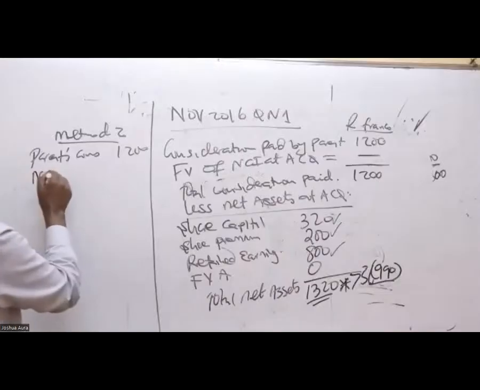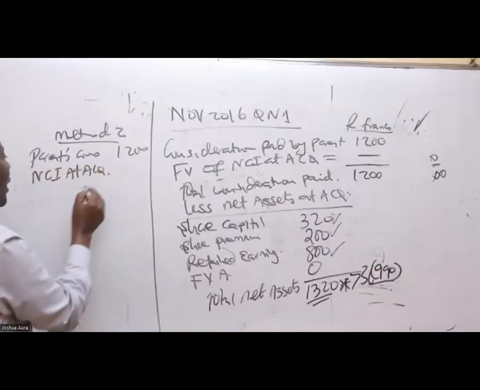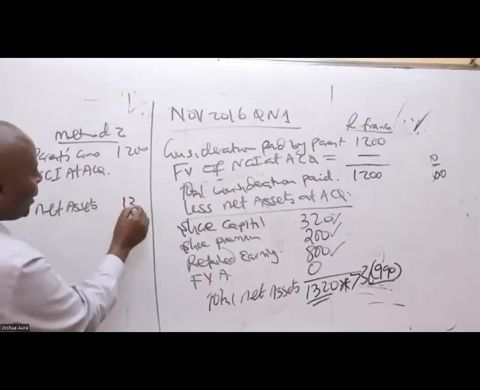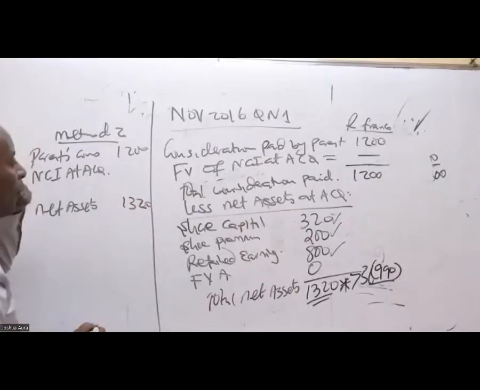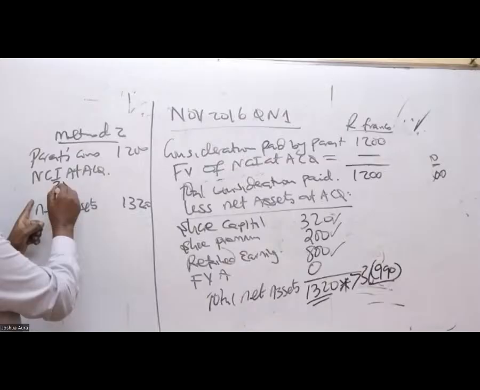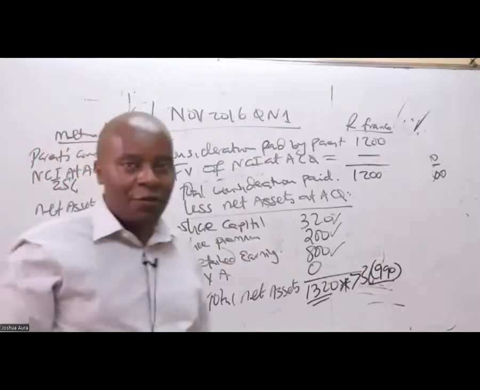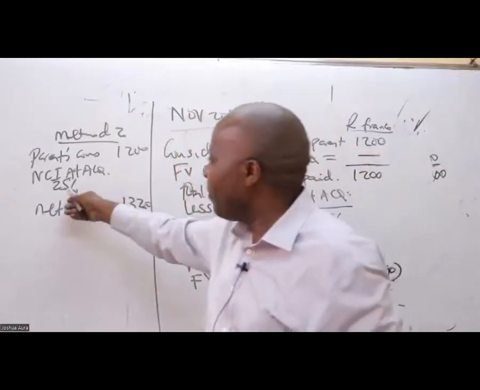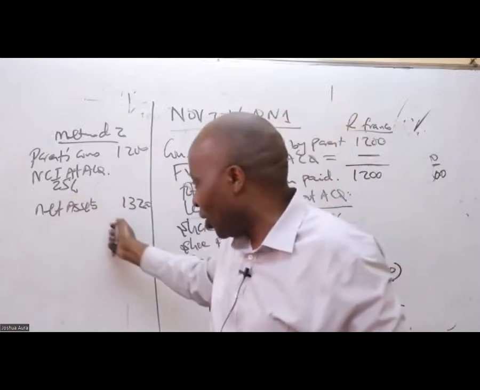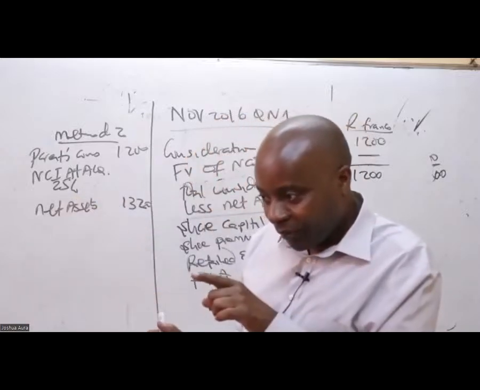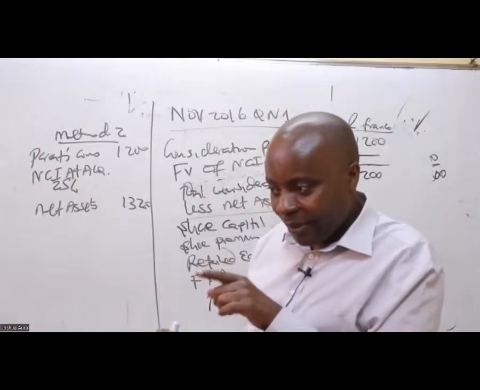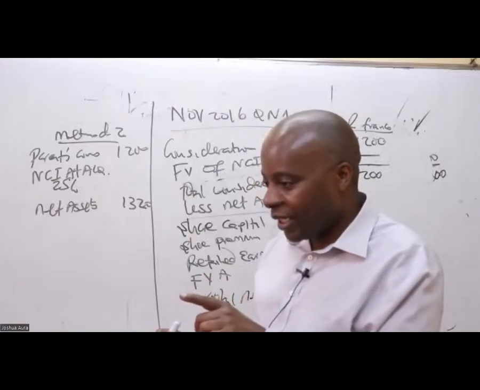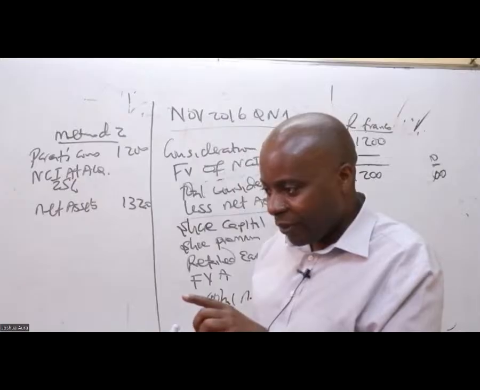And then we have here NCI at acquisition. They'll tell you the net assets here are 1320. We know that the NCI percentage is 25, because if the parent has 75, then NCI has 25. So what is 25% of these net assets? Can somebody give me this 25% of the net assets? Merab is giving me a figure of 320. Is she the only one who is able to see that? 330, right? 330, Mary Ann. Why are they not giving me?